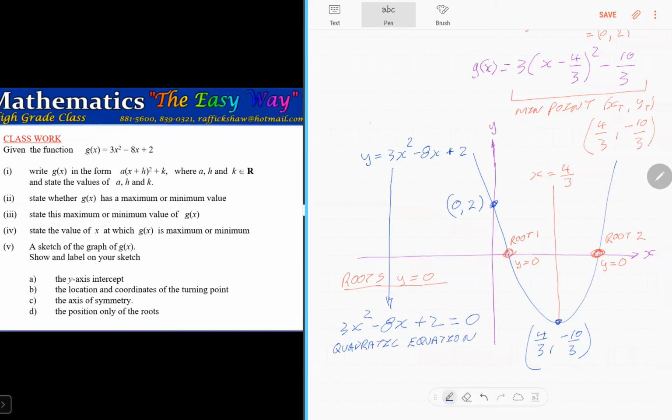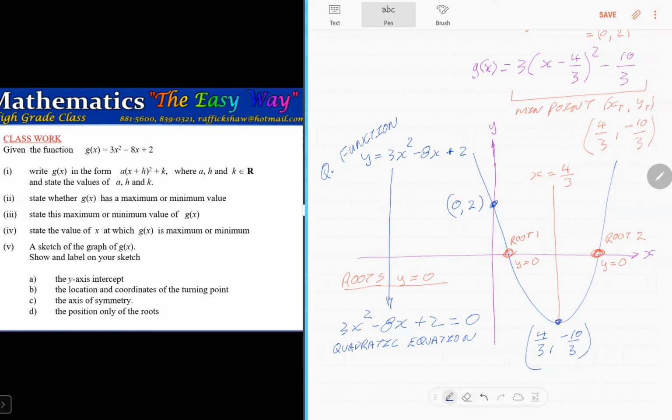Remember, this is a quadratic function. This up here is the function, the quadratic function. The function gives you all the points on the graph.